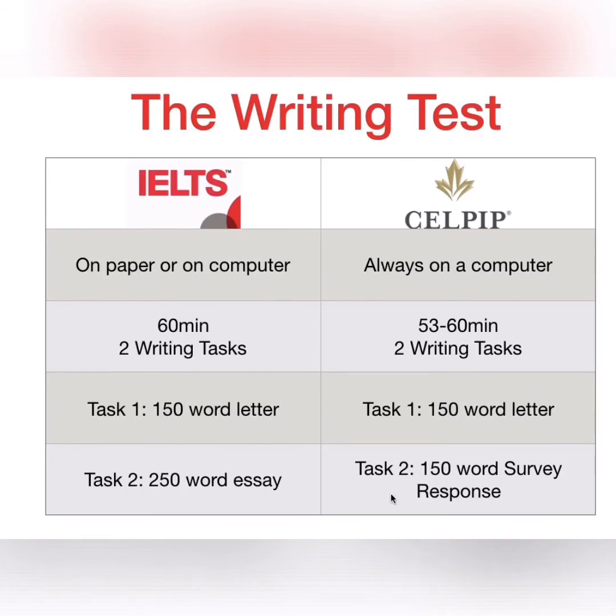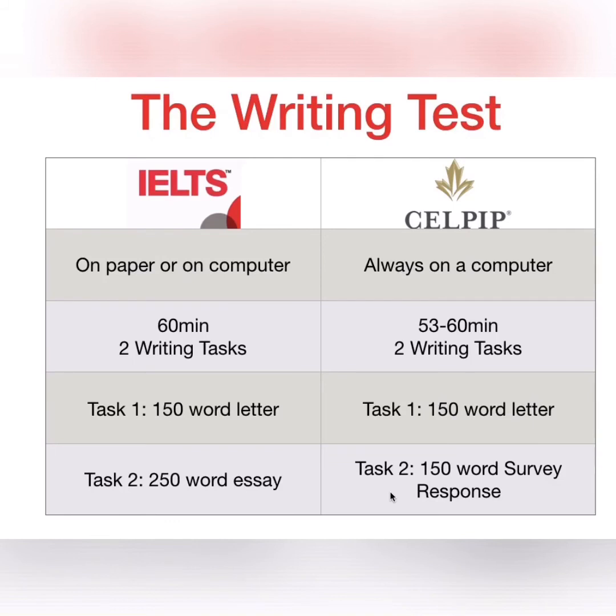On the other hand, the CELPIP Task 2 writing is substantially shorter. It's only a 150-word survey response. Now, a lot of students assume that because it is shorter, that it's easier. I wouldn't necessarily say that it's easier. The CELPIP examiners also have quite complex assessment criteria, and you still have to meet all of their criteria, and only an exam expert who understands the assessment criteria can give you feedback based on that.